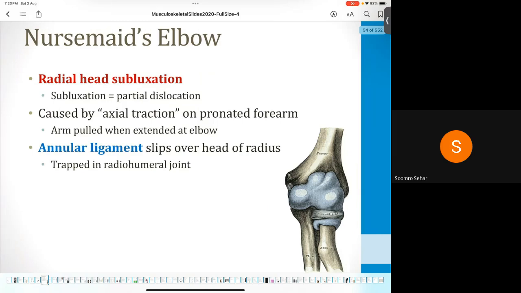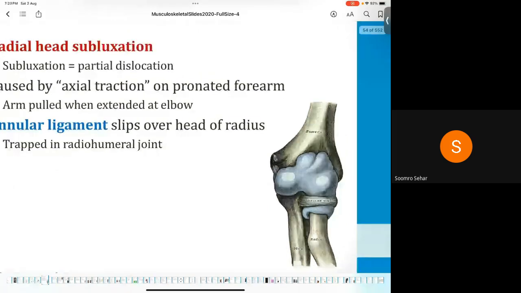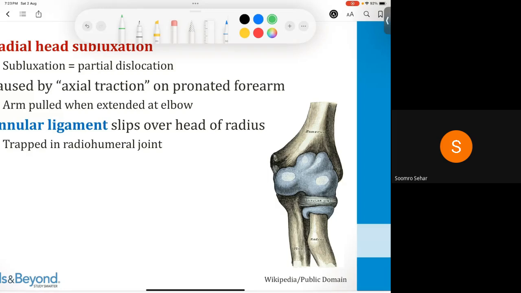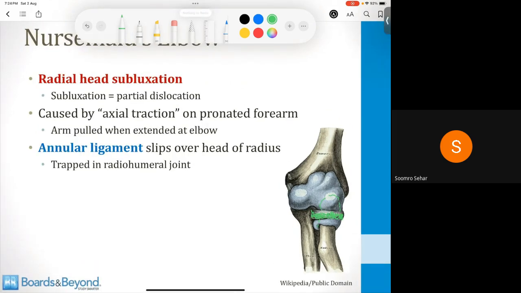Okay. Nursemaid elbow. What is nursemaid elbow? As I already told you, the head of the radius is joined to this bone, and here you have an annular ligament, which keeps the head of the radius tightly in association with your ulna. Sometimes if you have a baby and he is falling, it's also known as nursemaid elbow. For example, if you have a small baby and he's falling, you suddenly hold him by the hand.